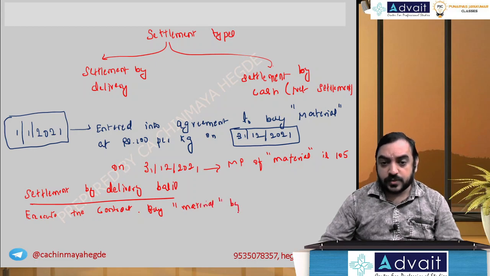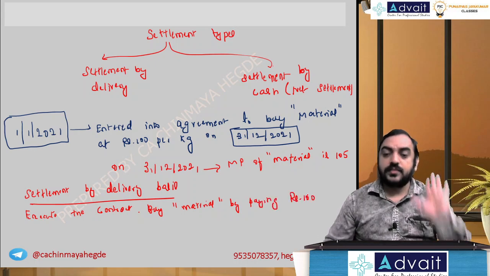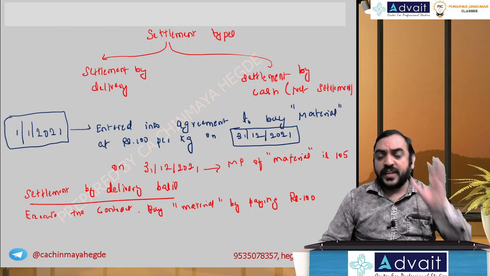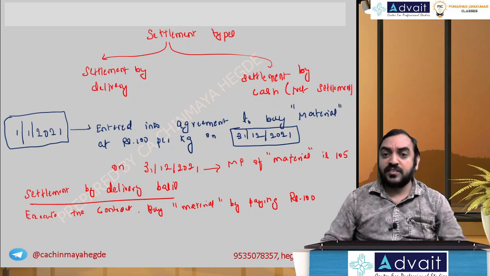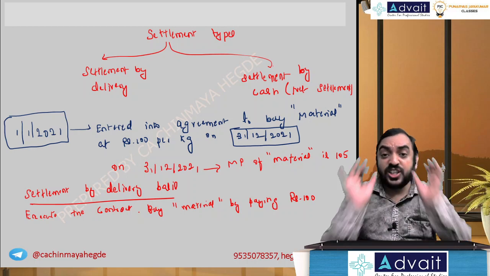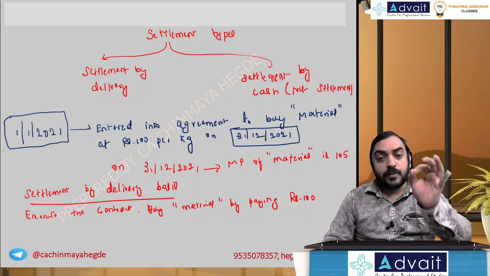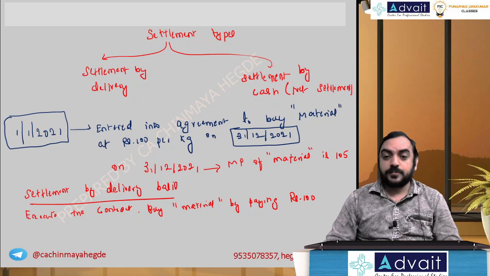by paying rupees 100. You buy the material by paying 100. You have honored the contract. You have executed the contract. You have completed the agreement.